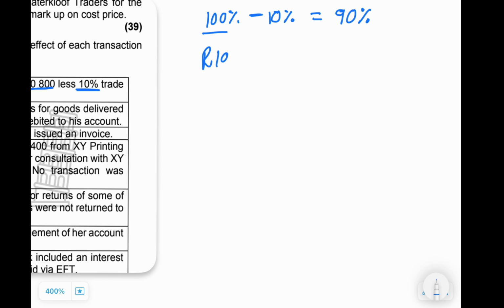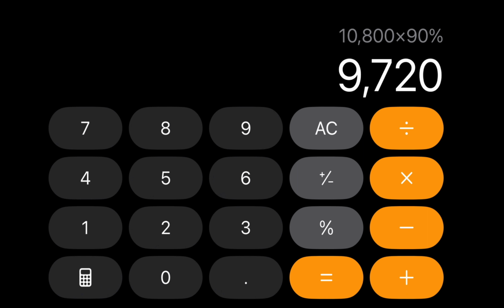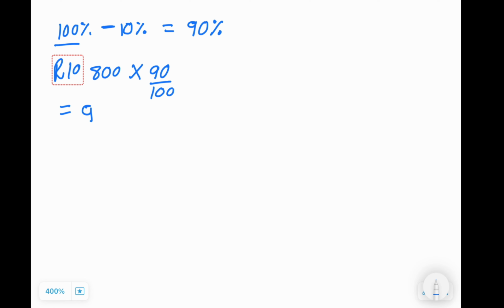So we bought goods for 10,800, which is the 100% amount, but we are not going to pay the 100% since we received 10% discount. We are only paying 90%. So how much is 90% of this amount? You're going to say 10,800 multiplied by 90%, or 90 over 100, and you will get the amount that Waterkloof Traders owe to AB Traders. So you're going to say 10,800 in your calculator multiplied by 90%, which is 9,720. So we are only going to pay 9,720 to these people. Okay, so now we have the amount we actually owe to AB Traders.